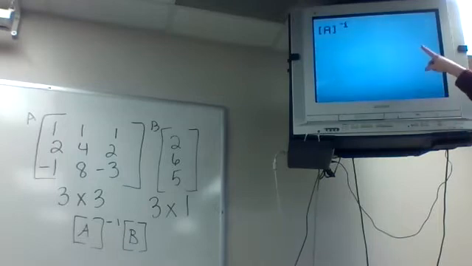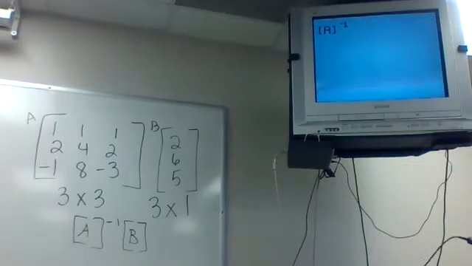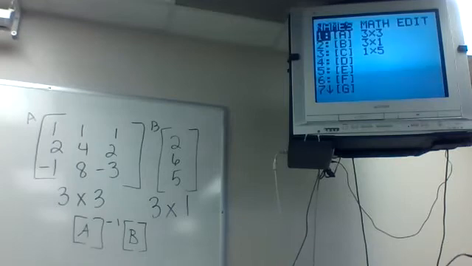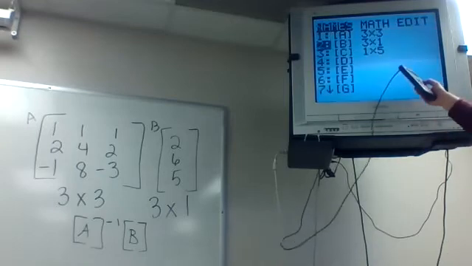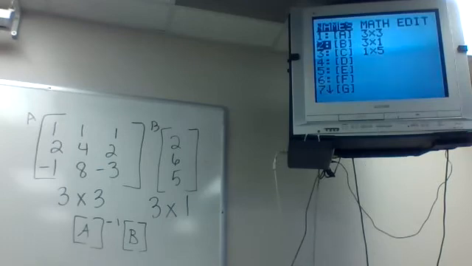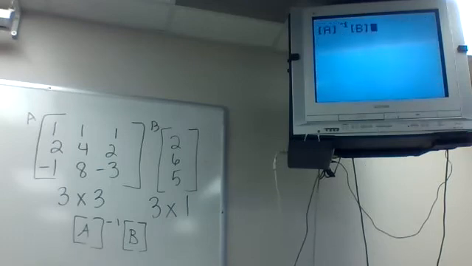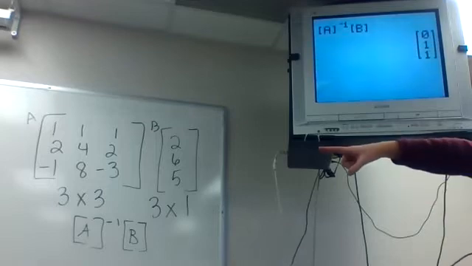So you have A to the -1, then you need matrix B. So second matrix, stay on names, but go down to B. Enter. So your home screen should look like that. Matrix A to the -1, matrix B, hit enter, and there's your answer. Same thing we got, right?